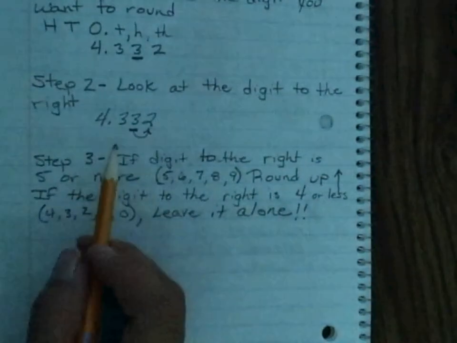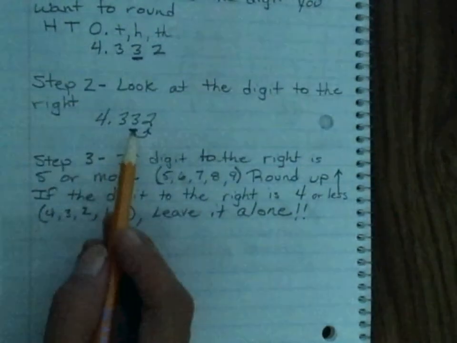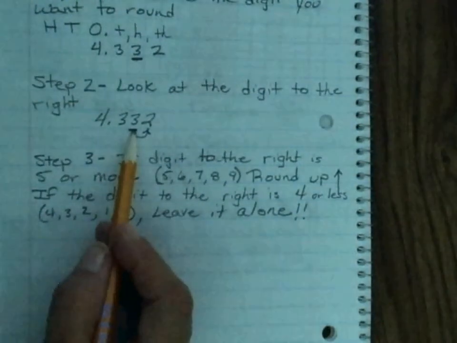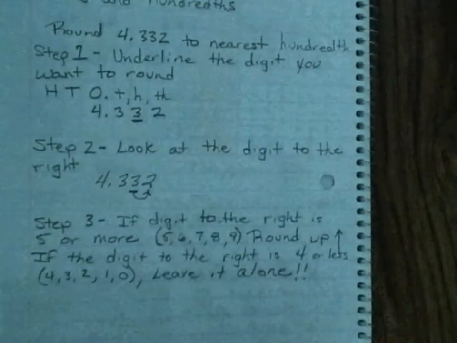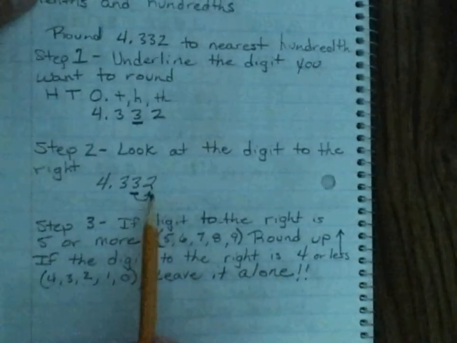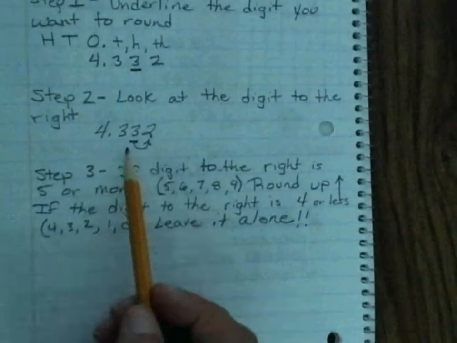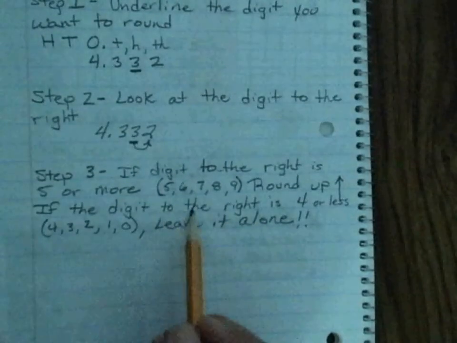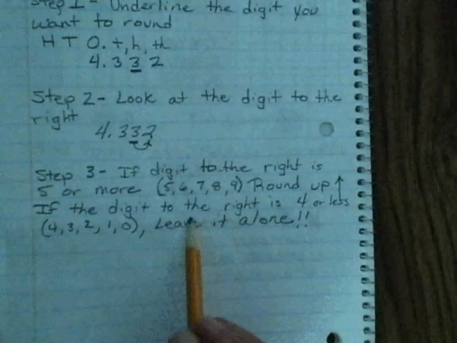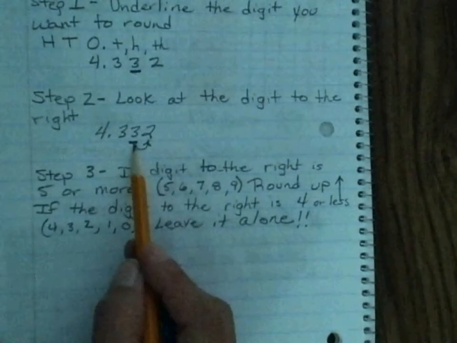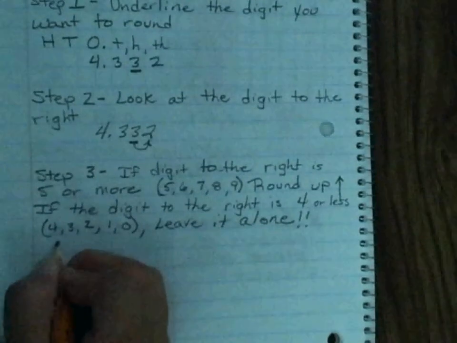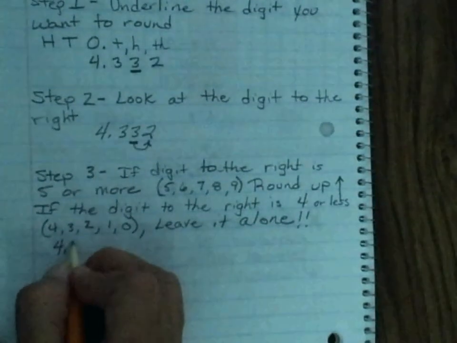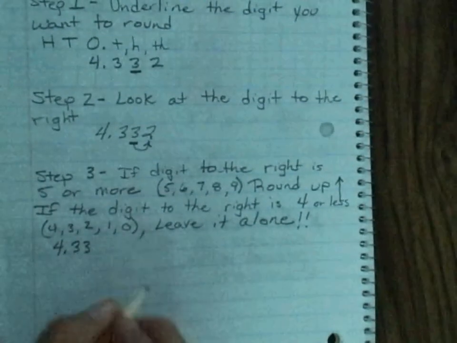Okay, so in this case, I want to round the 3 because it's in the hundredths place, and that's what my direction said, round to the nearest hundredth. I'm going to look at the 2, and it turns out that the number to the right is 4 or less, so that means I'm going to leave that 3 alone. Okay, so my number just rounds to 4 and 33 hundredths.